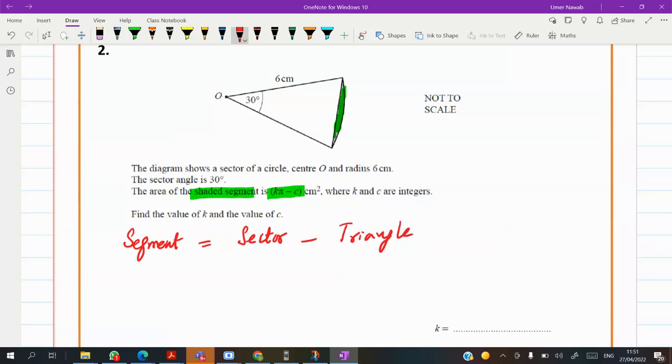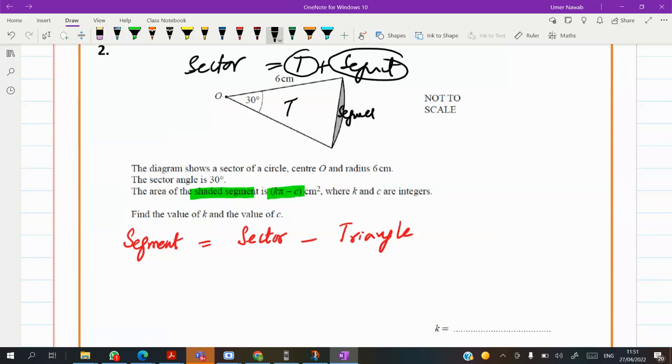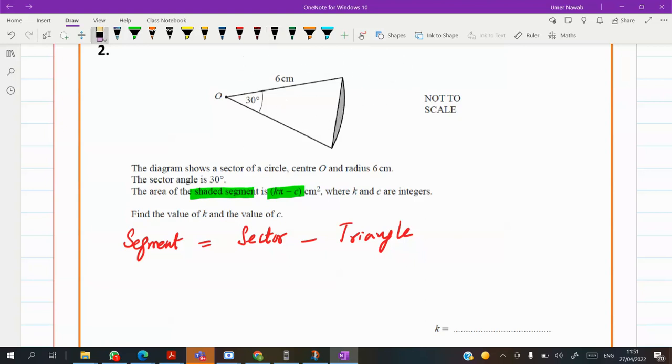I hope everyone got the idea. This part is equal to the big sector minus this triangle, and this triangle has to be subtracted. If someone asks you, sector is equal to what? Triangle plus segment, the shaded segment. Segment plus triangle is equal to the sector. So if you want to find the segment, what is the formula you write? Segment is equal to sector minus triangle.